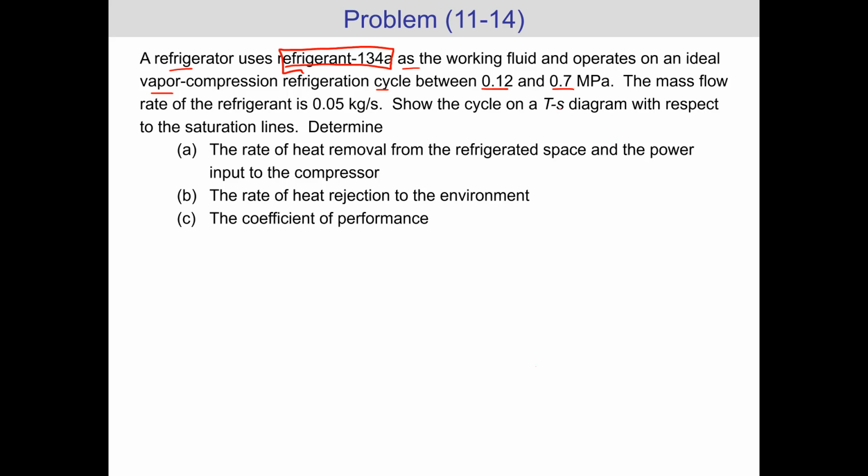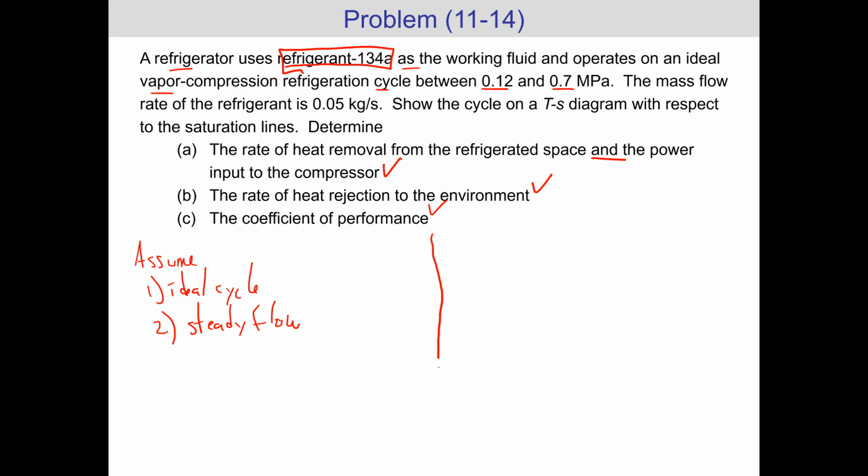Show the cycle on a TS diagram with respect to the saturation lines and determine the following three things: the rate of heat removal from the refrigerated space, accompanied by the power input to the compressor, the rate of heat rejection to the environment, and the coefficient of performance. We're going to assume that this is an ideal cycle and that it operates as a steady flow cycle.